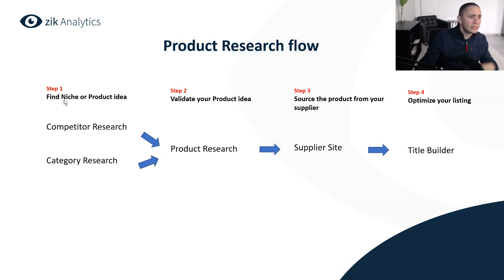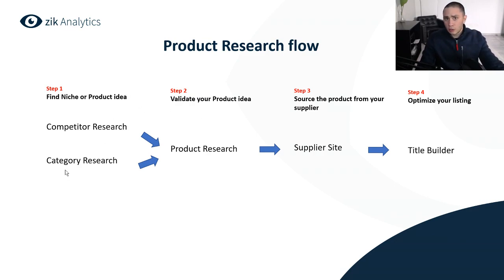So here it is. Step number 1, you need to find a niche or product idea, right? This is how you start your product research. You either find competitors, see what is selling, and then from there you find a product, or you find a niche, and you move to step number 2, which is validate your product idea.